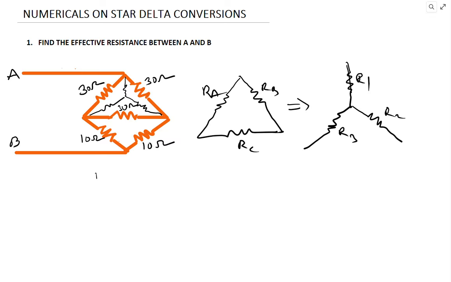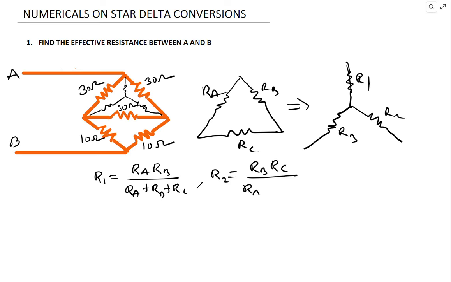So what is R1 equal to here? R1 equals RA RB divided by RA plus RB plus RC. And similarly R2 equals RB RC divided by RA plus RB plus RC. And R3 equals RA RC divided by RA plus RB plus RC.